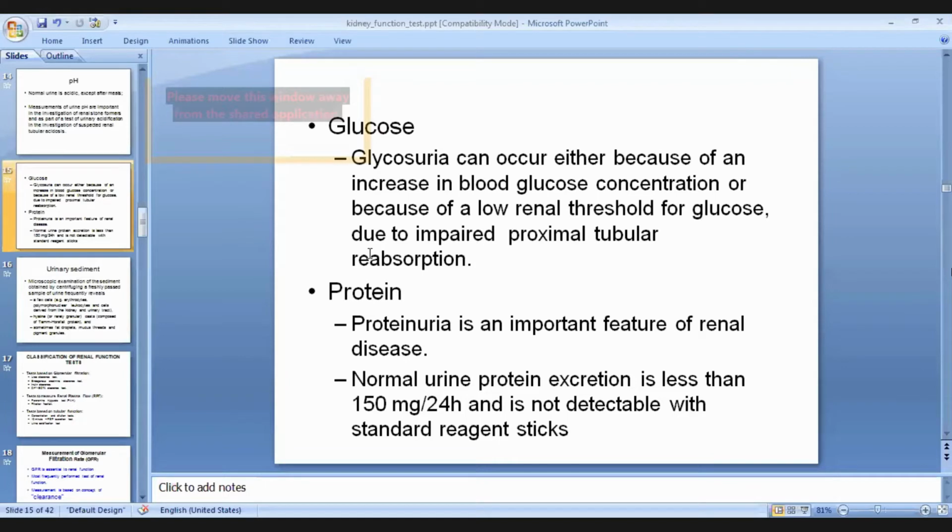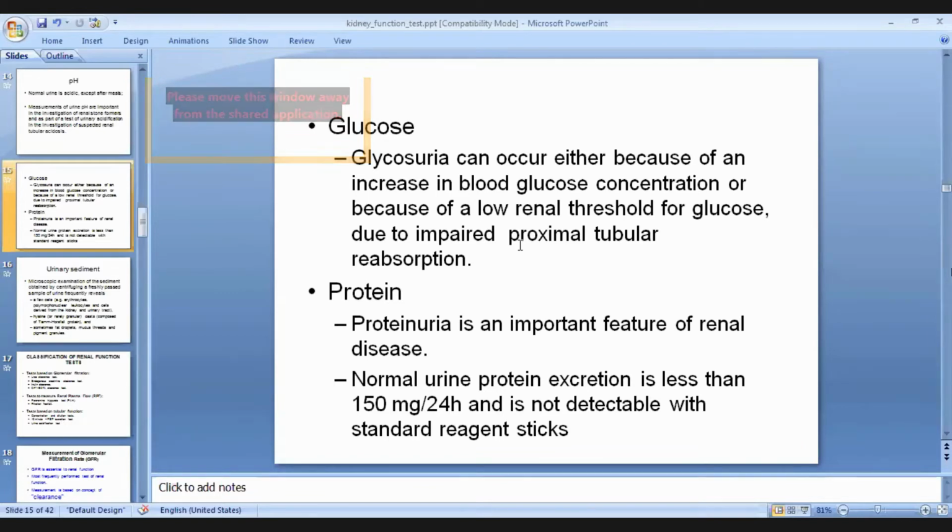Glucose and protein are some of the abnormal constituents in the urine. Normally, we do not excrete glucose in the urine. So the presence of glucose in urine is glycosuria, and it can occur either because of increased blood glucose concentration or because of a low renal threshold for glucose due to impaired proximal tubular reabsorption.